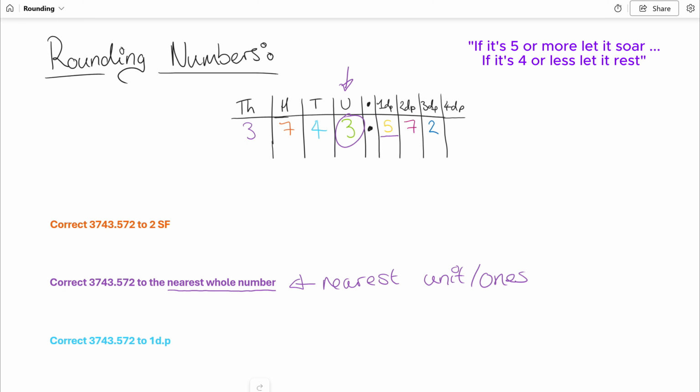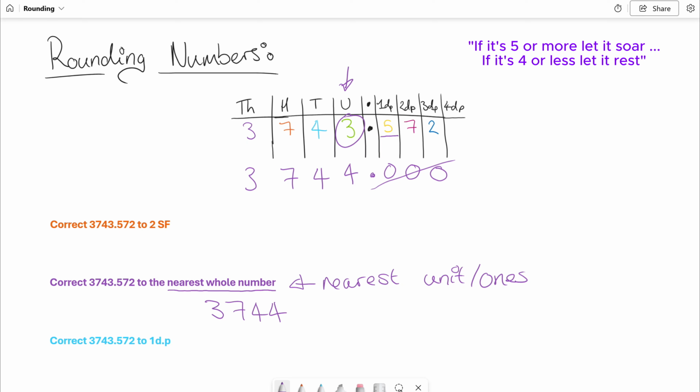So we're looking at the number to the right of the one we circled and we're going to underline it. Now we're going to use our rule. If it's 5 or more, let it soar. It is 5, so let it soar means that it's going to round up. 3 is going to change into 4. And then we're going to write all the numbers that are before 4 in. So 3, 7, 4. And all the numbers from the one we've underlined are going to turn into zeros. So this is our rounded one. But remember, all the zeros that are in the decimal place are not needed. So the answer to this one is 3,744.